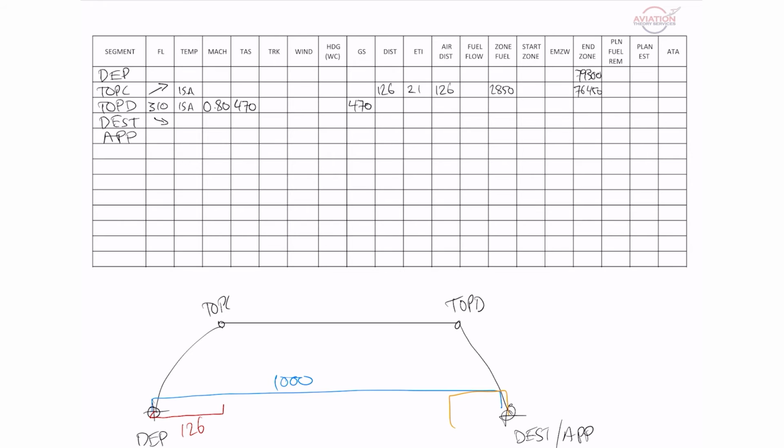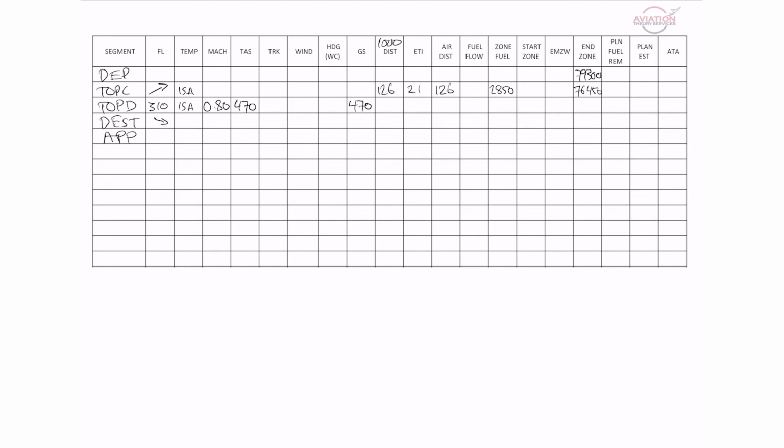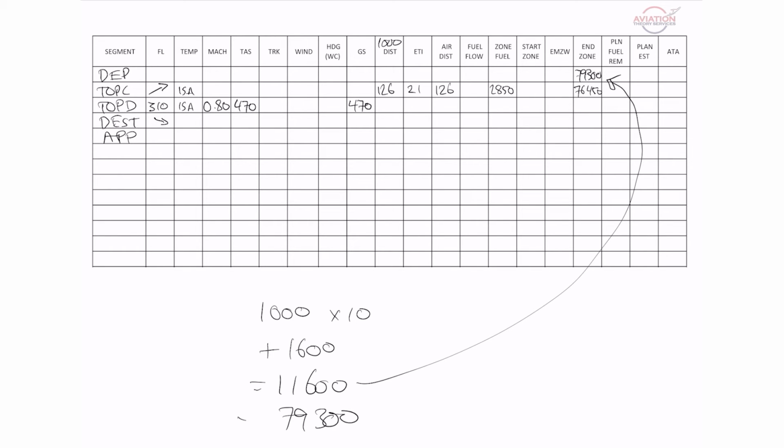So the next thing we're going to do is estimate our landing weight. And once we've estimated the landing weight, it means we can get some descent data. Now, estimating the landing weight you've done before, we have a 1,000-mile leg, burning roughly 10 kilos per mile, and we'll add on a climb allowance of 1,600 kilos. So that's flight fuel of 11,600 kilos, and we'll take that off our brakes release weight of 79,300 kilos. That gives us an estimated landing weight of 67,700 kilos. So we'll be using the 70 ton column for our descent information.